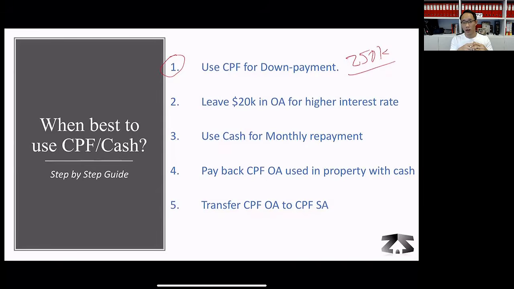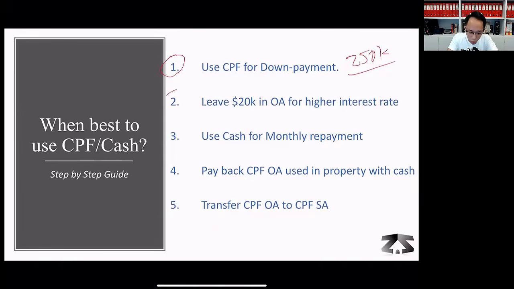So bearing in mind the nature of your CPF and cash, you probably want to use your CPF instead, right? Because of course, if you have tons of cash and you don't know what to do with them, then there's no problem. You can use your cash for CPF. But if you are in that situation where you have the flexibility of both, neither here nor there, then I think this guide really works for you.